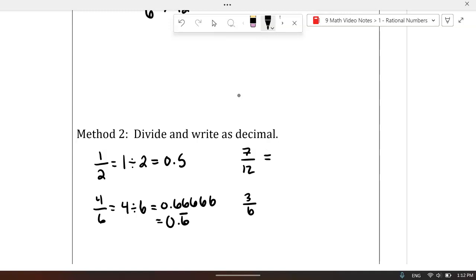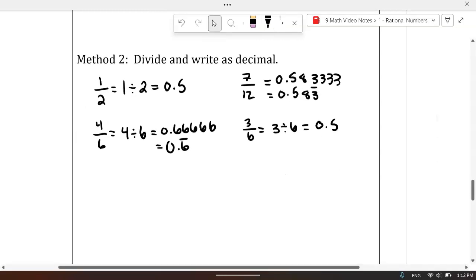I am going to get my own calculator out for this one. I'm going to say 7 divided by 12. I get 0.583333. Or, again, I could get fancy, 0.583 with a little line on top. And then 3 over 6, oh, I forgot to write this in, but it would just be 7 divided by 12. 3 divided by 6 is simply going to be 0.5.